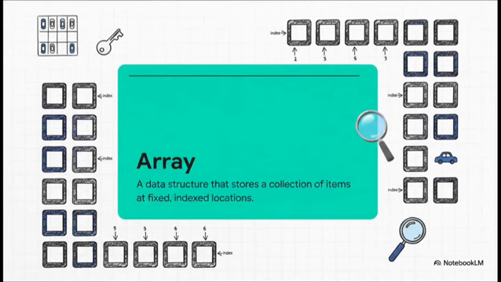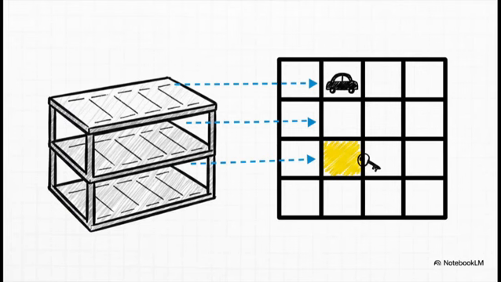Okay, first up is the array. The easiest way to think about an array is like an ice cube tray. Every single slot has its own specific spot, its own address, and it can hold one thing. It's a super simple but really effective way to organize stuff, especially for something that's laid out like a grid, like a parking lot.